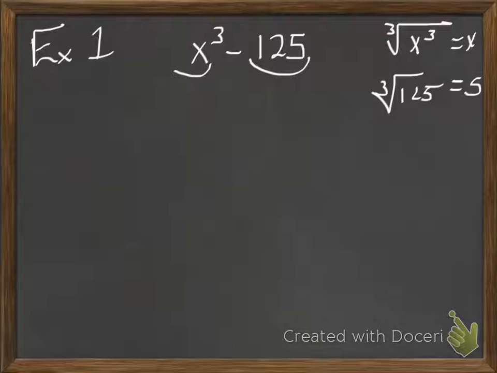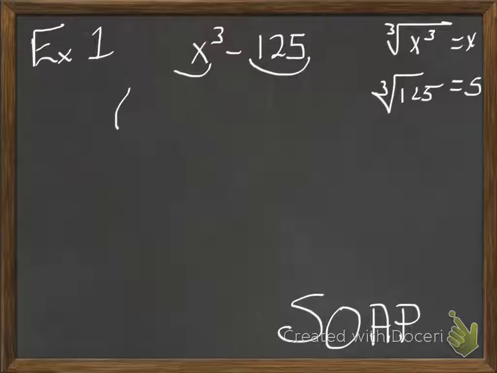There is an acronym to help remember the signs it will be using. We'll talk about it as we go through it, and it's SOAP. You're going to, in your first parentheses, take the cube root of the first item, which is x, and the cube root of the last. And you're going to separate it with a minus sign.